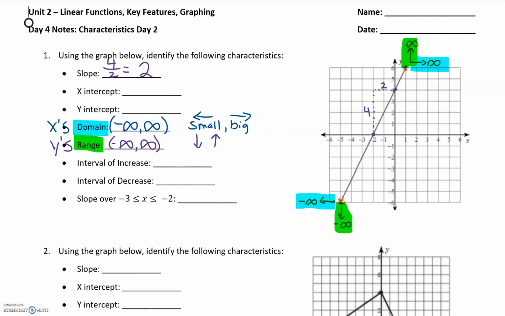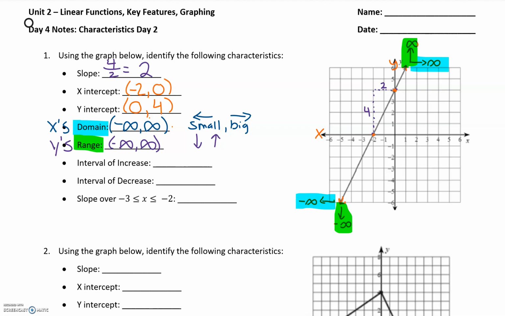X-intercepts and y-intercepts, those are just where we touch across the x-axis. Please remember, these are ordered pairs. For the x-intercept, the y is always 0, and for the y-intercept, the x is always 0. Okay, on our x-axis here, we see that we are intersecting at the x value of negative 2. And for our y-intercept, we see that we're intersecting at the y value of 4.